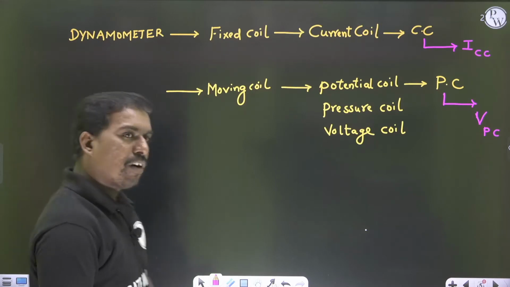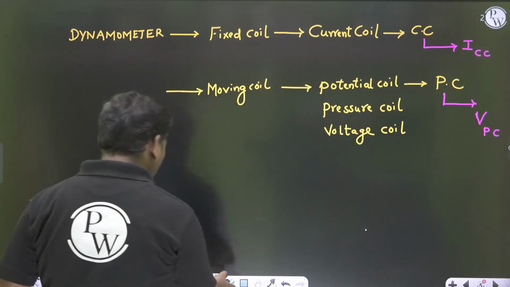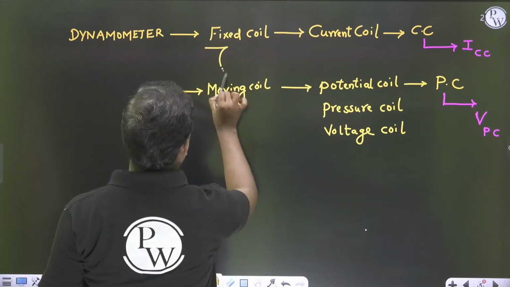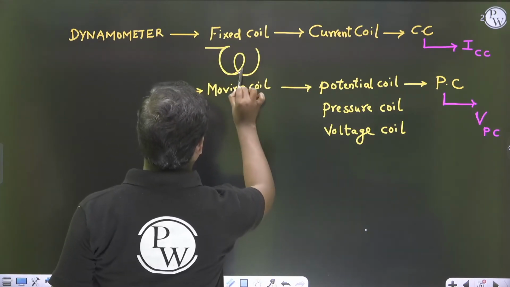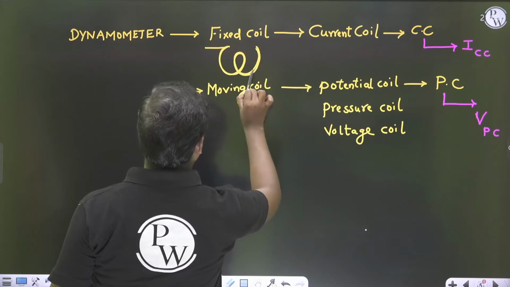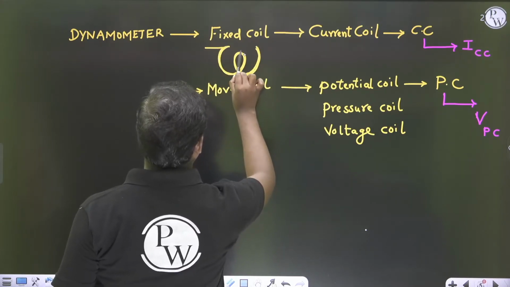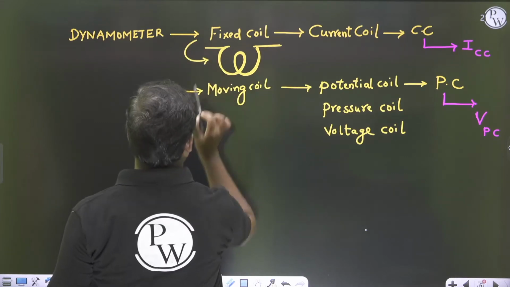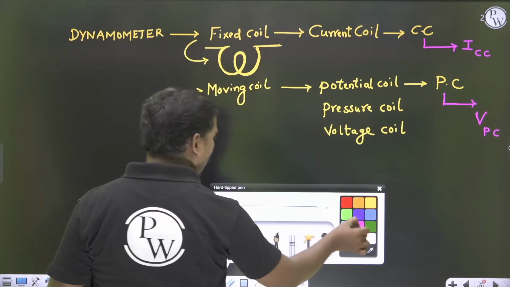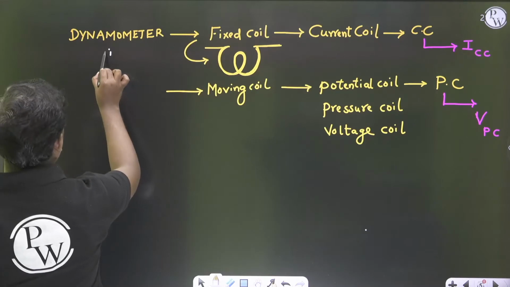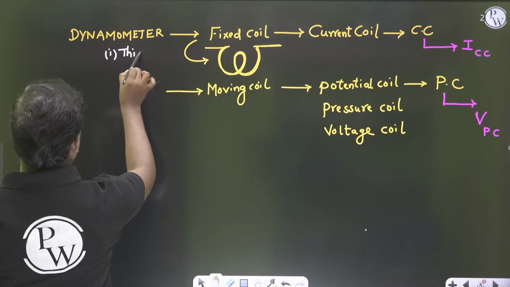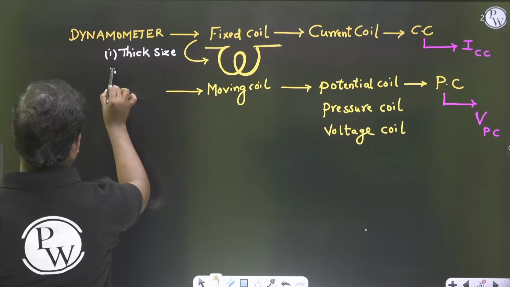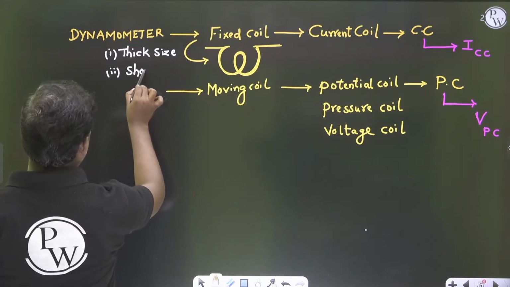But the features of the fixed coil are, the fixed coil has to allow the current. That's why the fixed coil is thick in size, shorter in length. So this is the fixed coil feature. The major feature of the fixed coil is thick size. Second feature is short length.